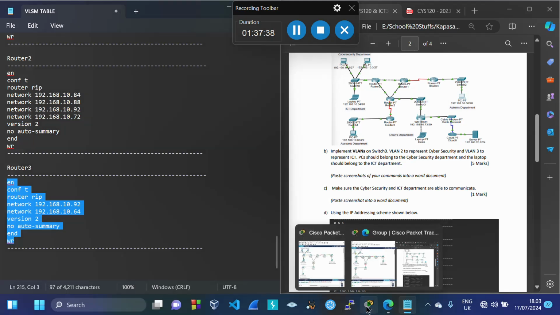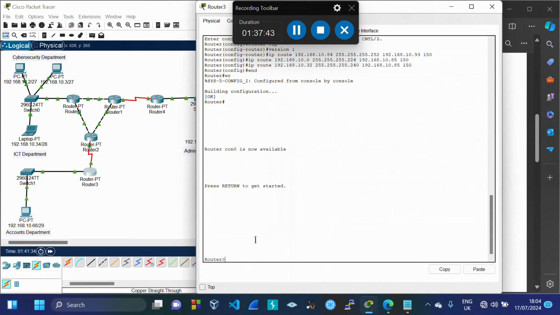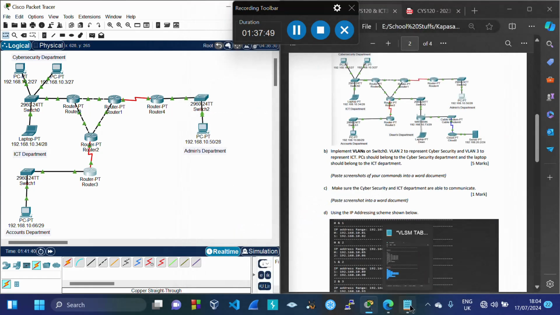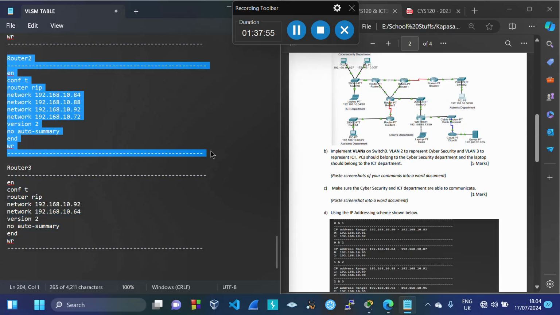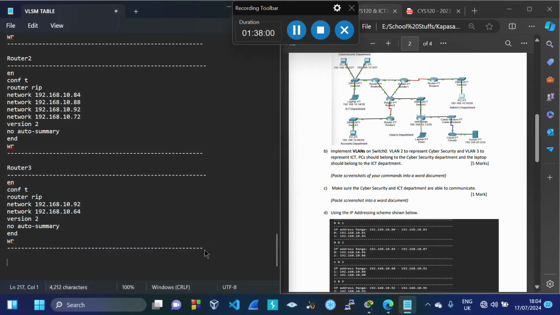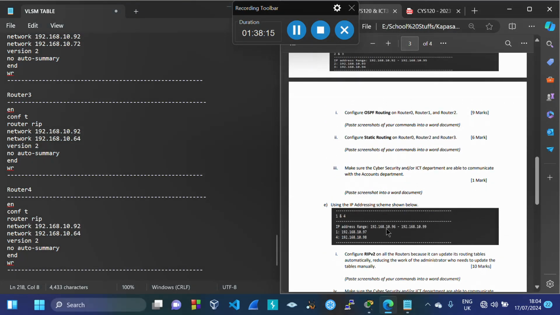I'll copy and go to router 3, then broadcast them under the command line interface by pasting. We are done. Then the last router, which is router 4. So again, let me just copy these commands. We go to router 4, which is the last one. Router 4 is only connected to router 1 and the admin's account. So what's the connection between 1 and 4? Between 1 and 4, I know it's 96. So I'm going to put 96.